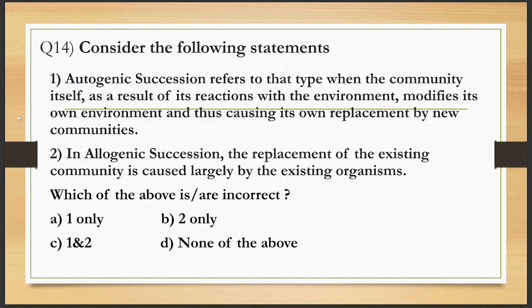Question number 14. Consider the following statements. You have two statements here. First, autogenic succession refers to that type when the community itself, as a result of its reaction with the environment, modifies its own environment and thus causes its own replacement by new communities. In allogenic succession, the replacement of the existing community is caused largely by the existing organisms. So which of the above is or are incorrect statements? A 1 only, B 2 only, C 1 and 2 or D none of the above.